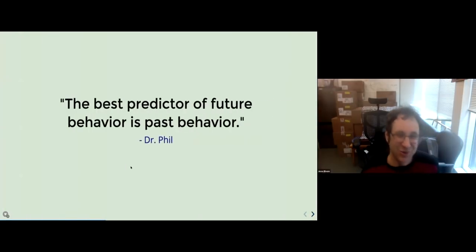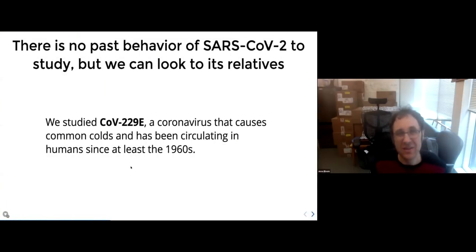These are really complicated, and it's hard to forecast them for a virus. So the approach we took was to not try to predict what's going to happen with SARS-CoV-2 at the level of will it undergo antigenic evolution, but to just look at the past behavior. There actually isn't any direct past behavior of SARS coronavirus 2 because it's only been known to infect humans for a little over a year, but we can look to its relatives.